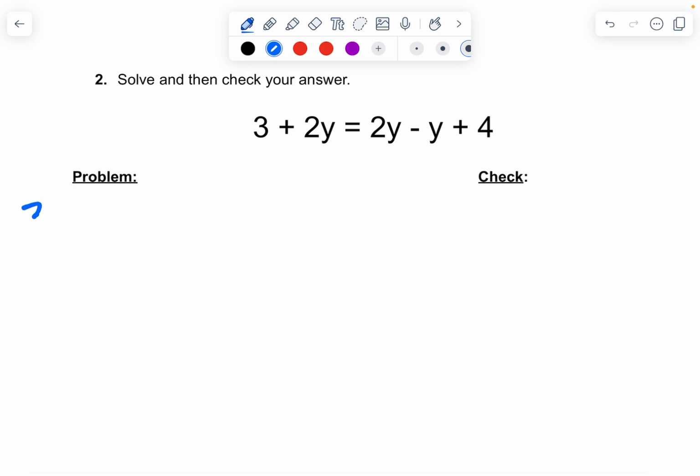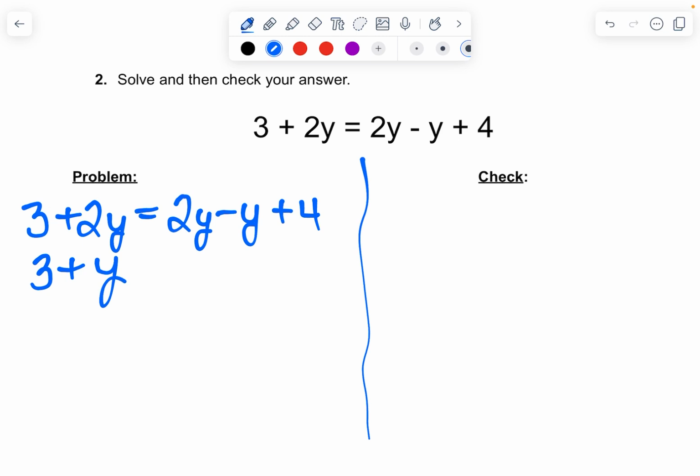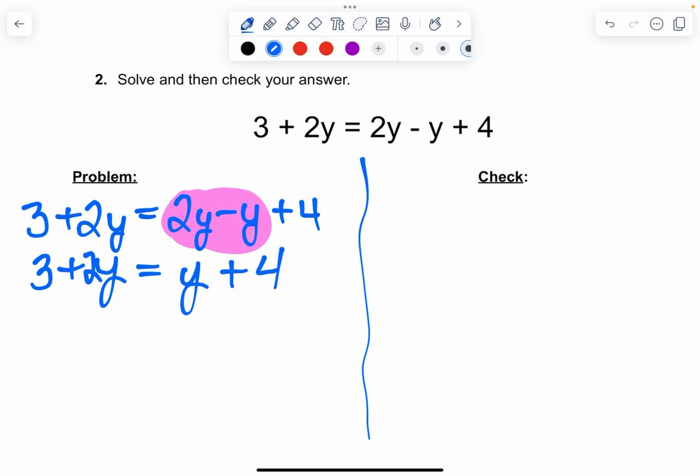Again, we're going to write the original. And again, rather than writing 3 plus y, I'm going to leave it. There's nothing to combine on this side, but you're going to notice that on the other side, right here, there's a 2y and a minus y. So what I'm going to do is I go 2 minus 1 is 1, so I get y plus 4. So I'm going to combine like terms.